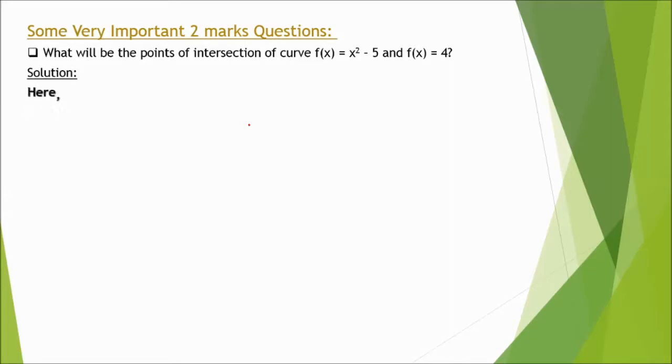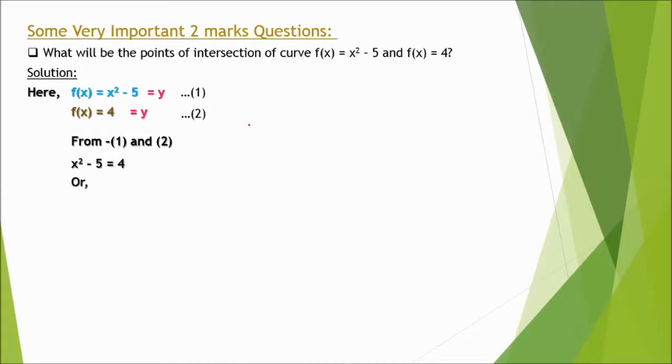Here we have the curve f(x) equal to x square minus 5, and we have another, f(x) equal to 4, which is a constant function, and you can say it is a line also. Both are y, isn't it? f(x) is y, so we can compare them, equations 1 and 2. That means x square minus 5 equals 4, both being the value of y. 5 goes to the right-hand side, so it will be 9, and we get two values of x, plus and minus.